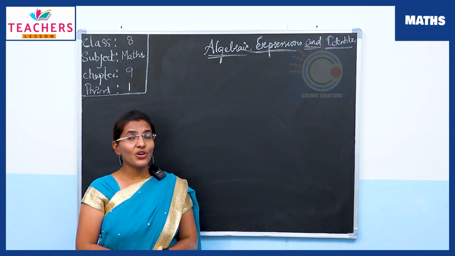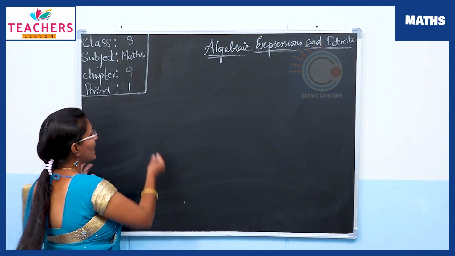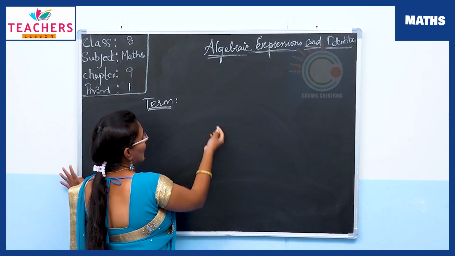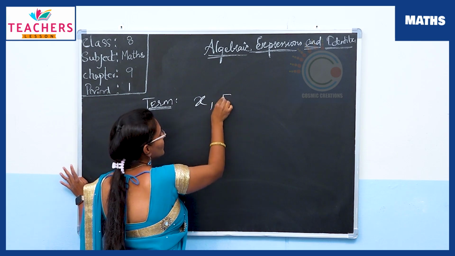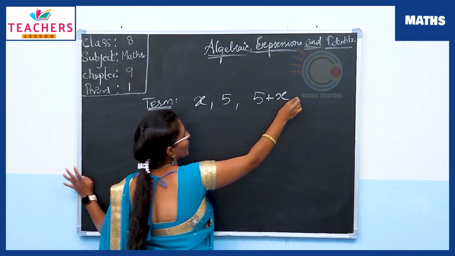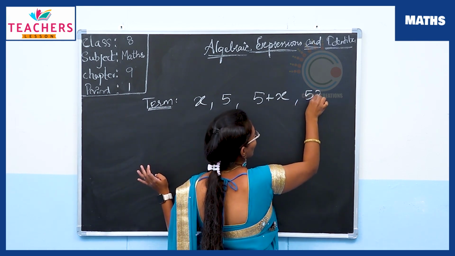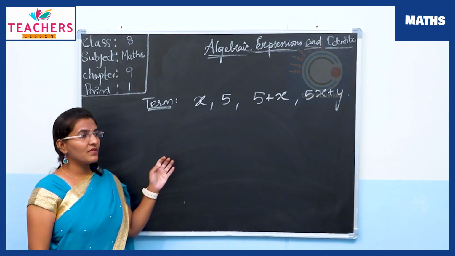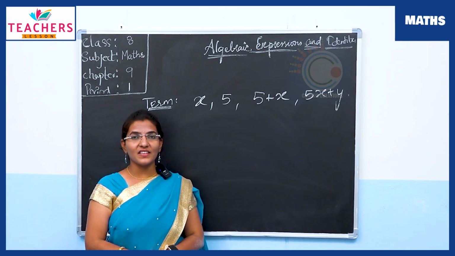Yes. So we have learnt about the term, right? So what have we said a term means? Yes, it is either a single variable or a constant or a combination of the constant and variable, or the product of the constant and variable, many things, right?